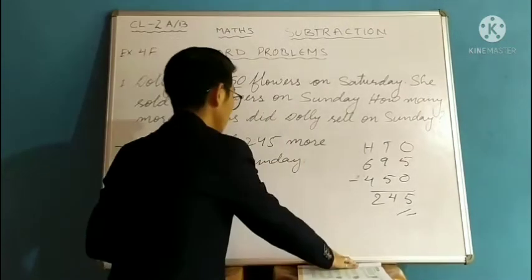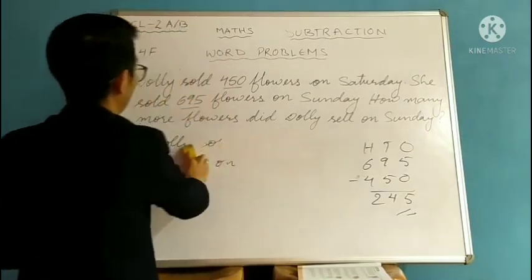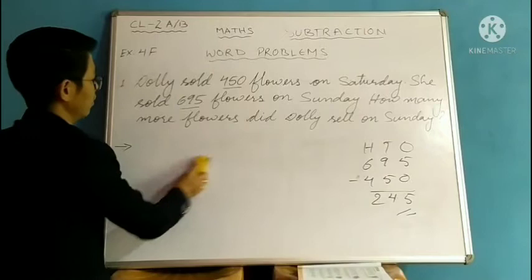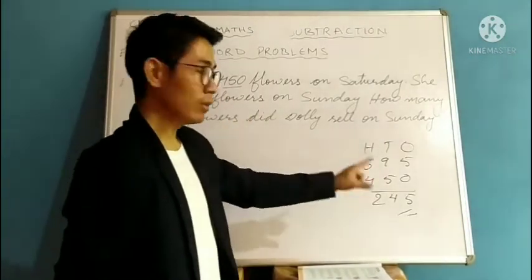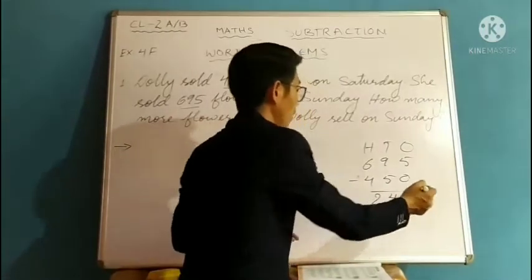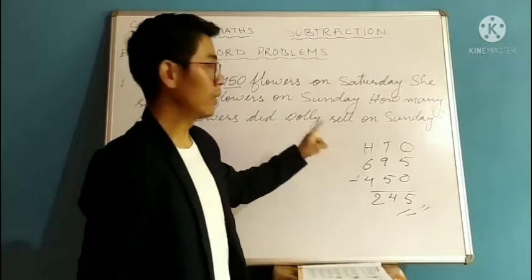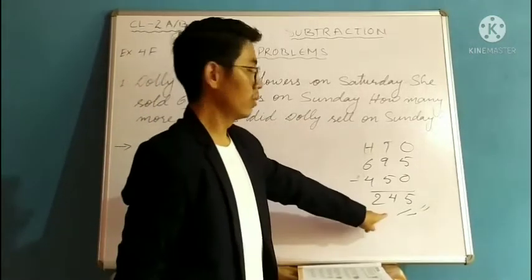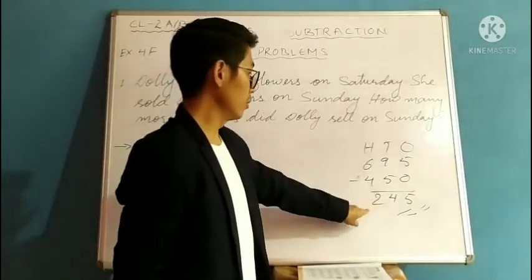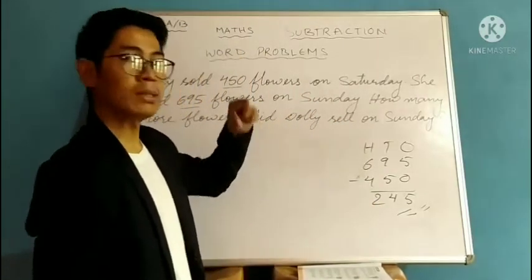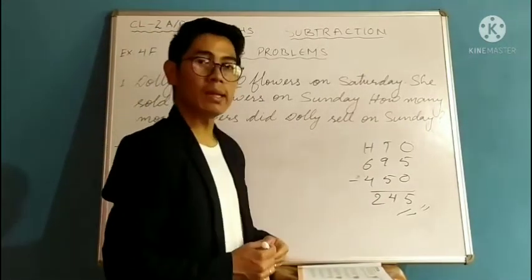You don't have to write this sentence, you don't have to worry about it. You just do these sums. Whatever number you get, these are the more flowers that Dolly sold on Sunday. This is how you need to do it. You need to understand the question and what it is actually asking. Okay, let's do the next one.